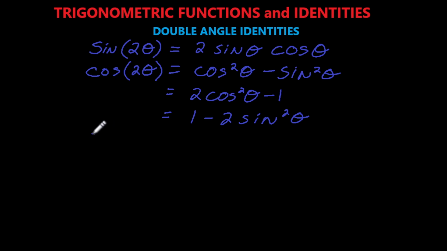And the next one that you're going to want to know is for tangent of 2 theta is equal to 2 tan theta over 1 minus tangent squared theta.